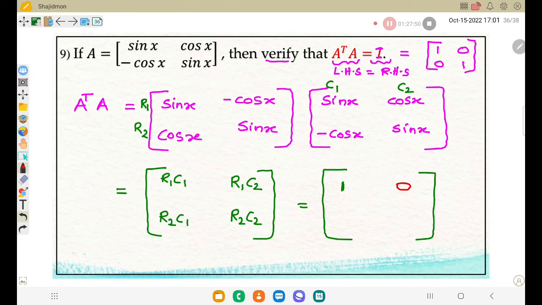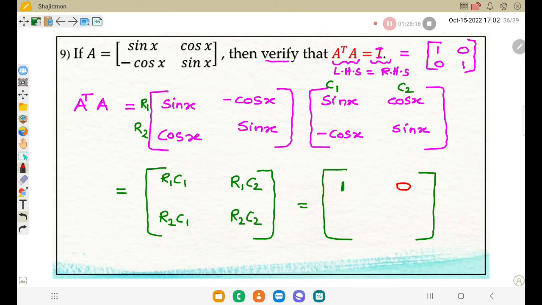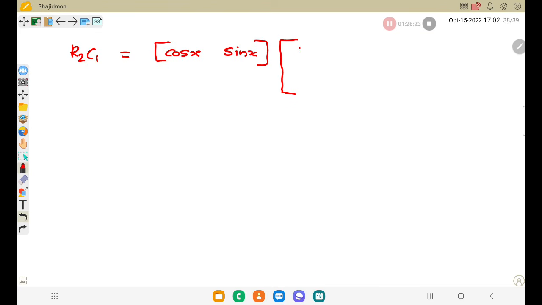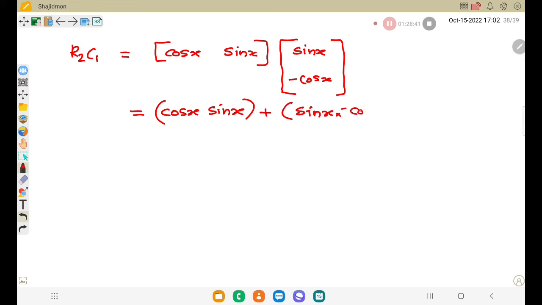Now R2C1. R2 means cos x and sin x, with C1, column number 1, which is sin x and minus cos x. Multiplying, we get cos x multiplied by sin x, first number with first number, plus second number with second number, sin x multiplied by minus cos x. In the first bracket we have sin and cos, in the second bracket also sin and cos, but the second is minus, so it cancels. The value becomes 0. Same term but opposite sign.